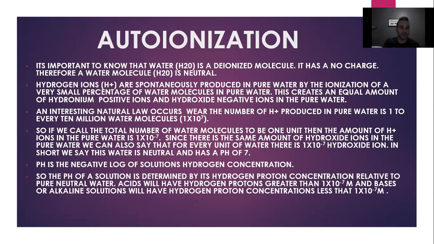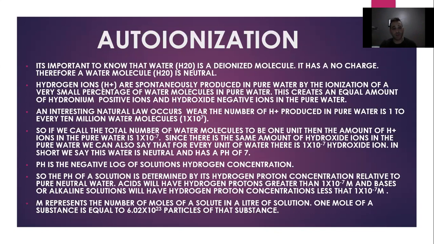So the pH of a solution is determined by its hydrogen proton concentration relative to pure neutral water. Acids will have hydrogen proton concentrations greater than 1 times 10 to the negative 7 M, which stands for moles. And bases or alkaline solutions will have hydrogen proton concentrations less than 1 times 10 to the negative 7 moles, okay?